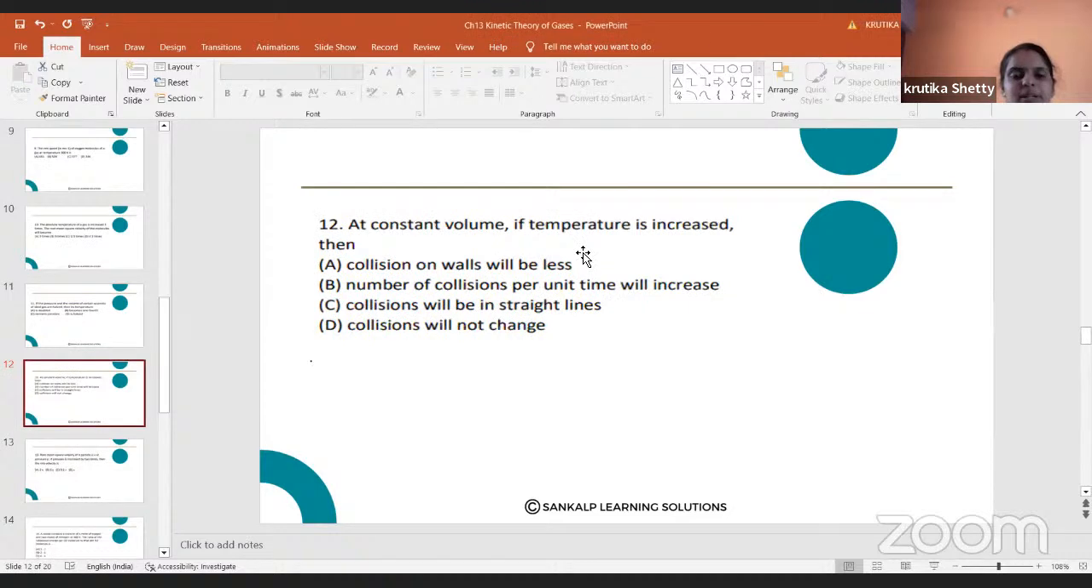At constant volume, if temperature is increased, then, this is based on the assumptions of the kinetic theory. At constant volume, if temperature is increased, then collision on the walls will be less, number of collisions per unit time will increase, collision will be in straight line, collision will not change. Option A is not correct. How can collisions be less when temperature increases? This is not true. Collision will be in a straight line is never possible. Collisions will always be in a random direction. Collision will not change is also not correct. So it is only option B. Very good, everyone. Soumya, Shweta, yes, it is option B. The number of collisions per unit time will increase. Option B is the correct option.